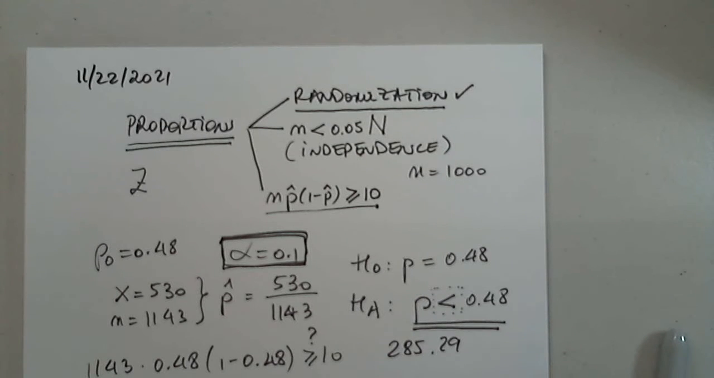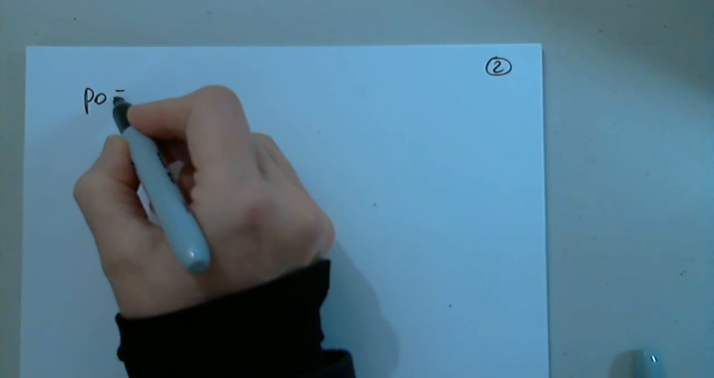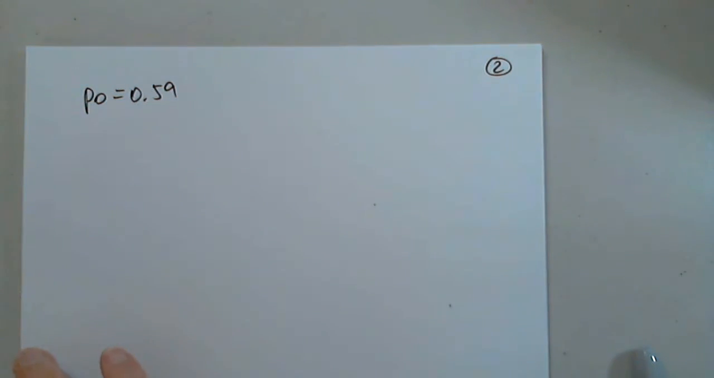Okay, so let's look at 17. In a previous year, 59% of females aged 15 and older lived alone. So that's our P0, 0.59. I take notes as I read, and you should always do that.